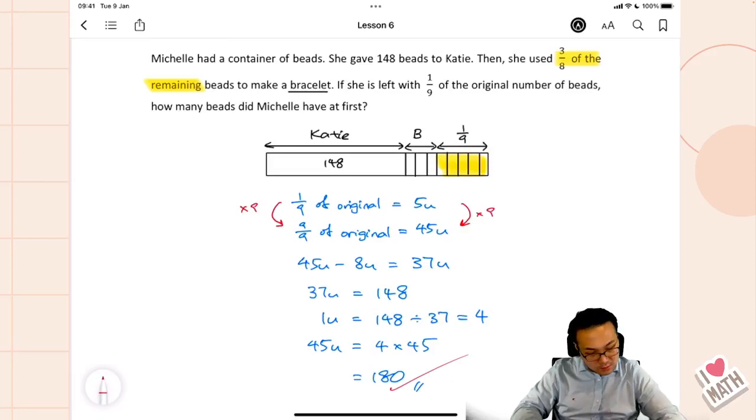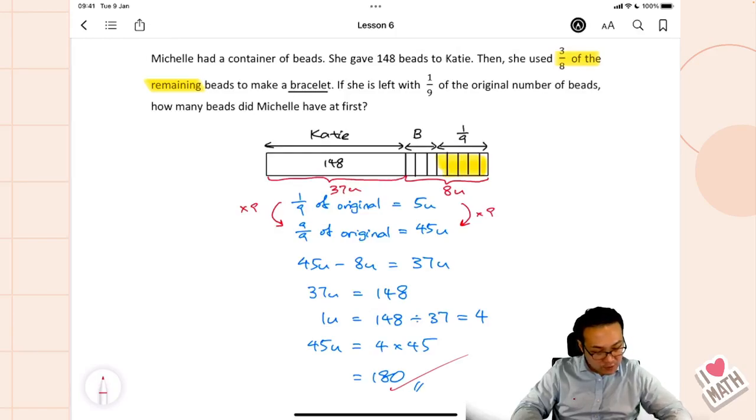So students, when they tell you that 1 over 9 is left, please write this down. 1 over 9 represents how many units? Then what is the total? 9 out of 9. Total must be 45 units. Once you know that there's 45 units altogether, you minus away these 8 units. You are left with 37 units here.